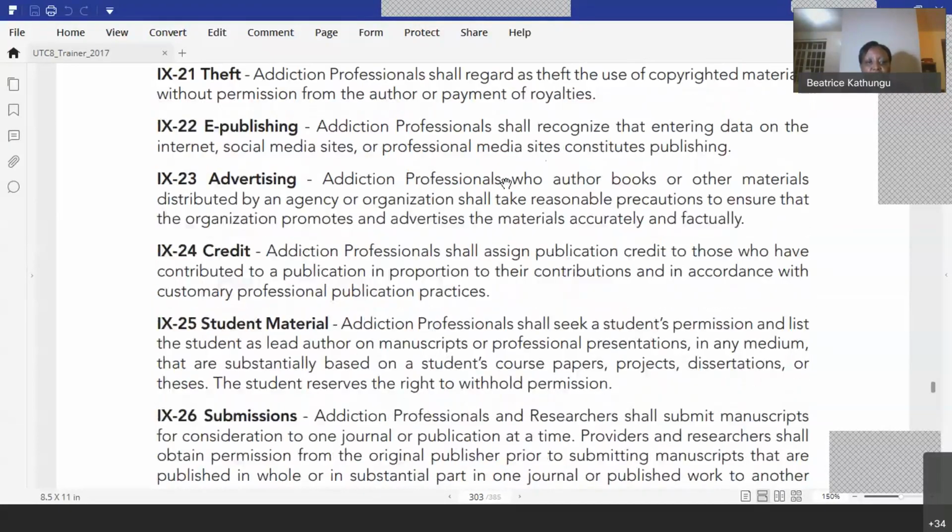23 is about advertising. And this is reminding us that when we do circulate material, we need to take reasonable precaution to ensure that the organization promotes and advertises the materials that are accurate and factual. Now, again, this can affect us. Sometimes as people in the world of academia and in universities, people come to us to actually put out material. If we are not careful, especially with the media, we could actually give material that is not authentic because of the situation we find ourselves in.